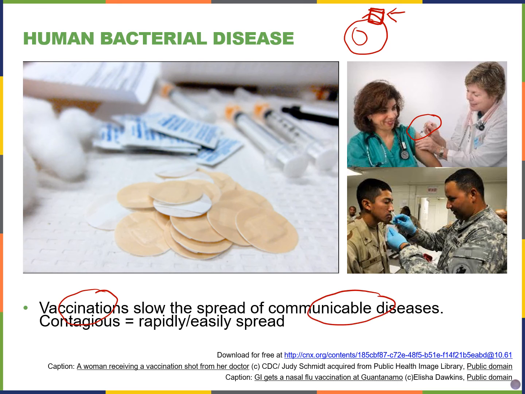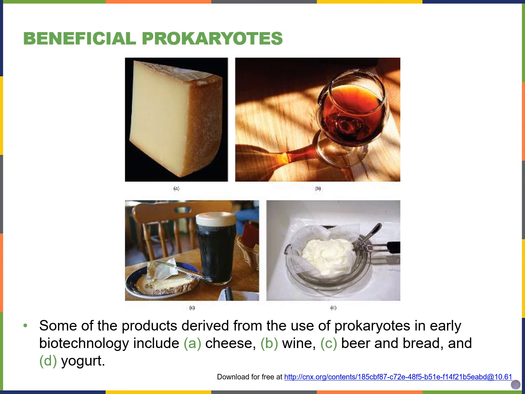Communicable diseases, these are diseases that can be spread from person to person. Contagious diseases are very communicable. They're very rapidly and easily spread between individuals. And as I mentioned at the beginning of this chapter, even though we tend to focus on the bacteria that cause diseases in humans because of the problems that arise, there are actually many more beneficial prokaryotes out there, including the ones we use to make foods for us, including cheese, wine, beer, yogurt here. And we're going to look at fermentation and the production of alcohol, for example, in our second exam material.